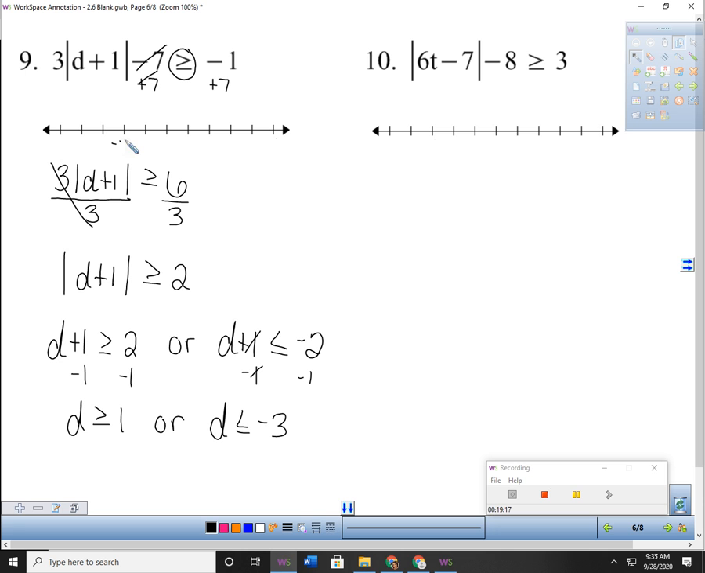So, I'm going to go up here. I'm less than or equal to negative 3, so close circle on negative 3, shade to the left. Or, I'm greater than or equal to 1, so close circle on 1, shade to the right.